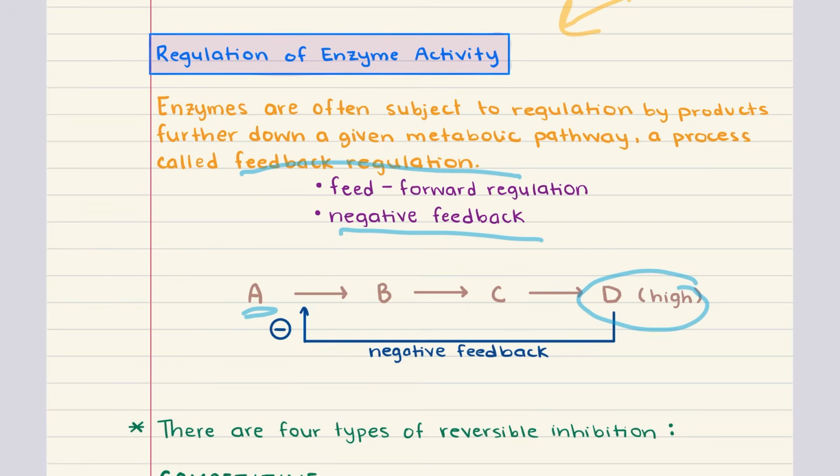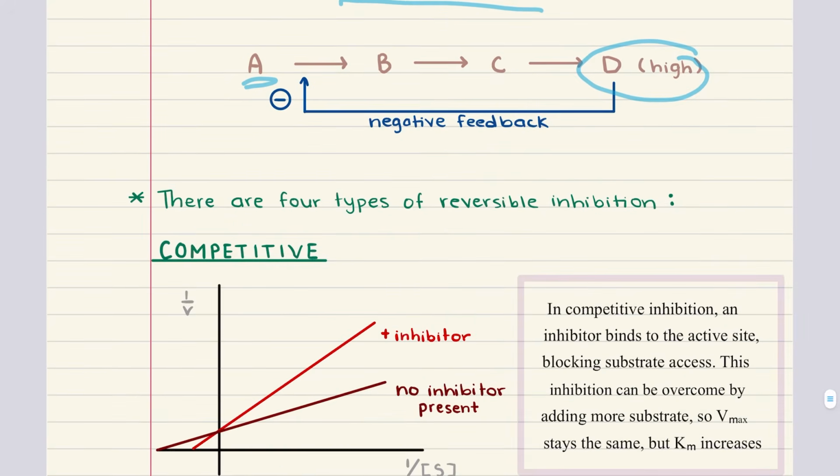There's also something called feed-forward regulation, where an intermediate earlier in the pathway activates an enzyme that comes later, essentially preparing the system in advance when more product will soon be needed. Now, in addition to regulation through pathway feedback, enzymes can be regulated by molecules that inhibit their activity. These inhibitors may bind reversibly or irreversibly, and here we're going to focus on 4 types of reversible inhibition.